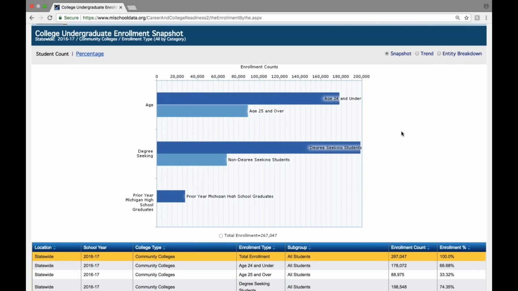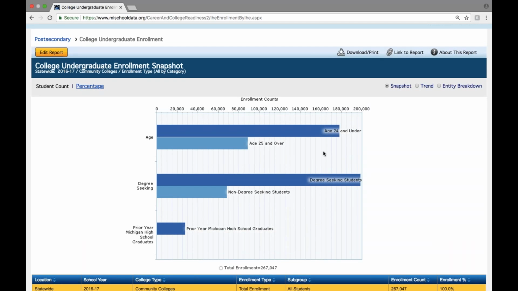What we're seeing here is the community college undergraduate population in Michigan. We see that overall, students aged 24 and under are enrolling into Michigan community colleges, and about half of them are over the age of 25. We've heard feedback that that's a good start, but there are so many more age categories we could look into. So eventually we're hoping to have this broken out to a more detailed level.